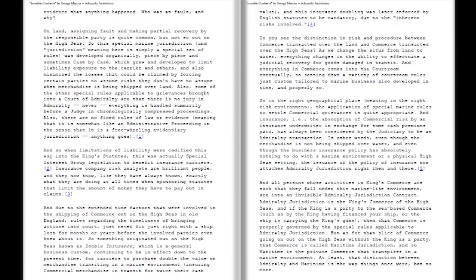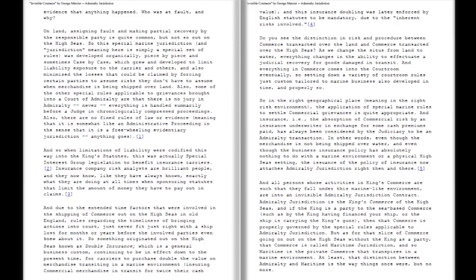3. And due to the extended time factors that were involved in the shipping of commerce out on the high seas in old England, rules regarding the timeliness of bringing actions into court just never fit just right with the ship lost for months or years before the involved parties even knew about it. So something originated out on the high seas known as double insurance, which is a general business custom, continuing to be in effect down to the present time, for carriers to purchase double the value on merchandise transiting in a marine environment, insuring commercial merchandise in transit for twice their cash value, and this insurance doubling was later enforced by English statutes to be mandatory, due to the inherent risks involved.